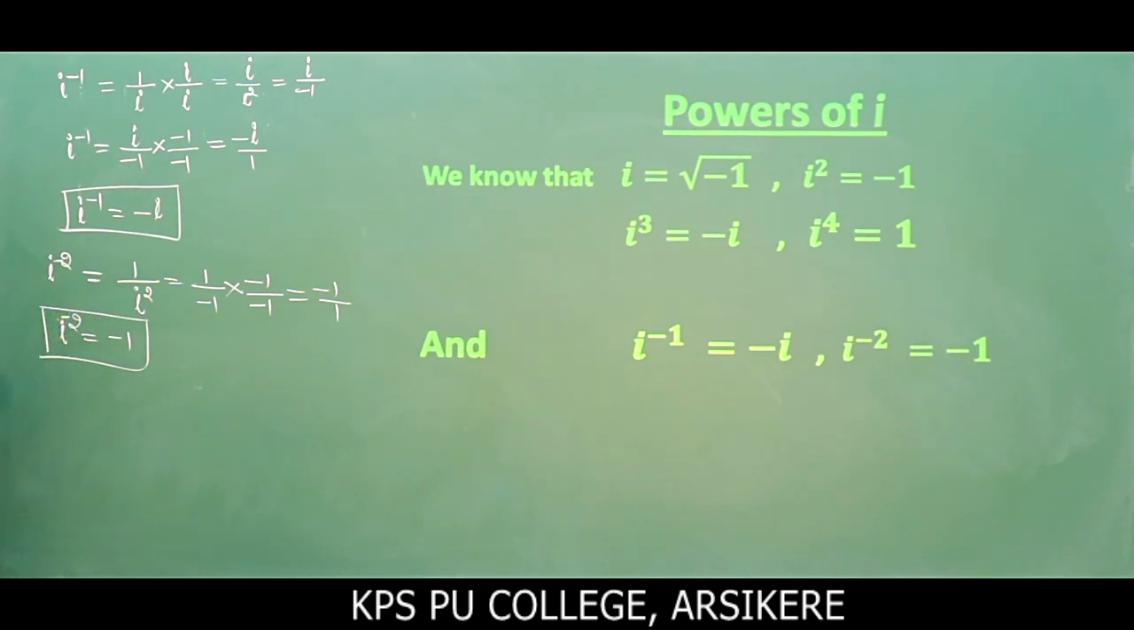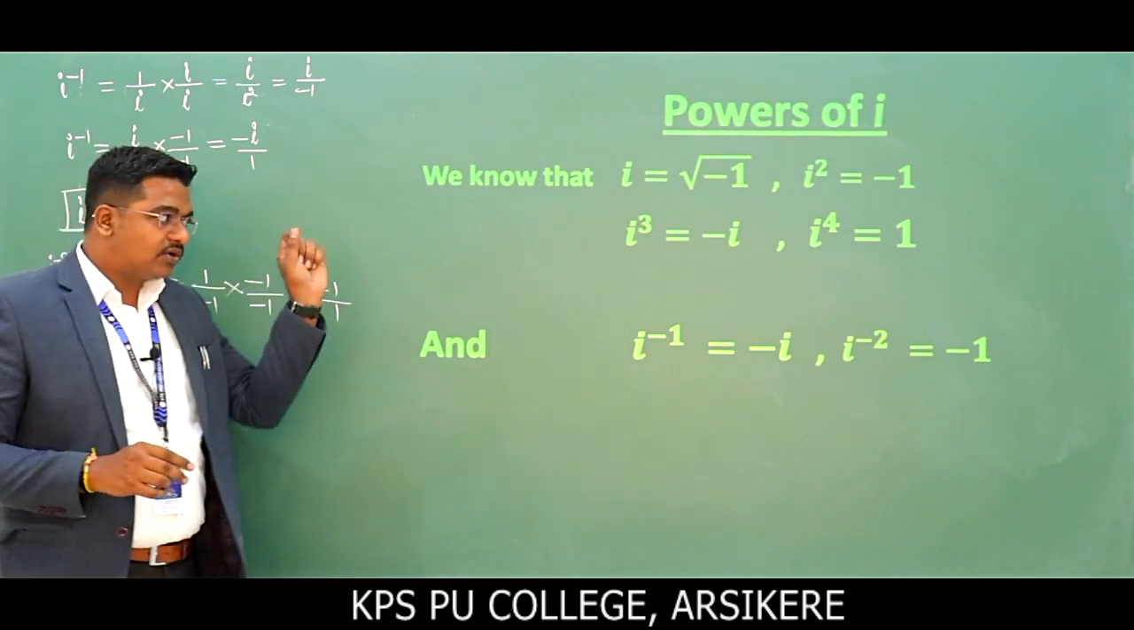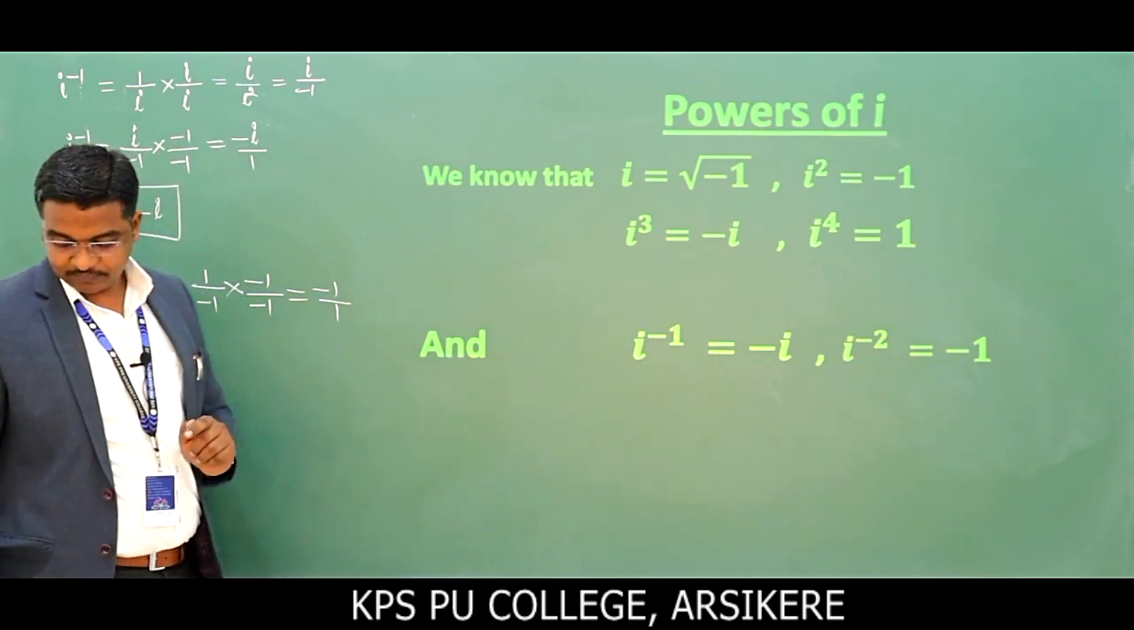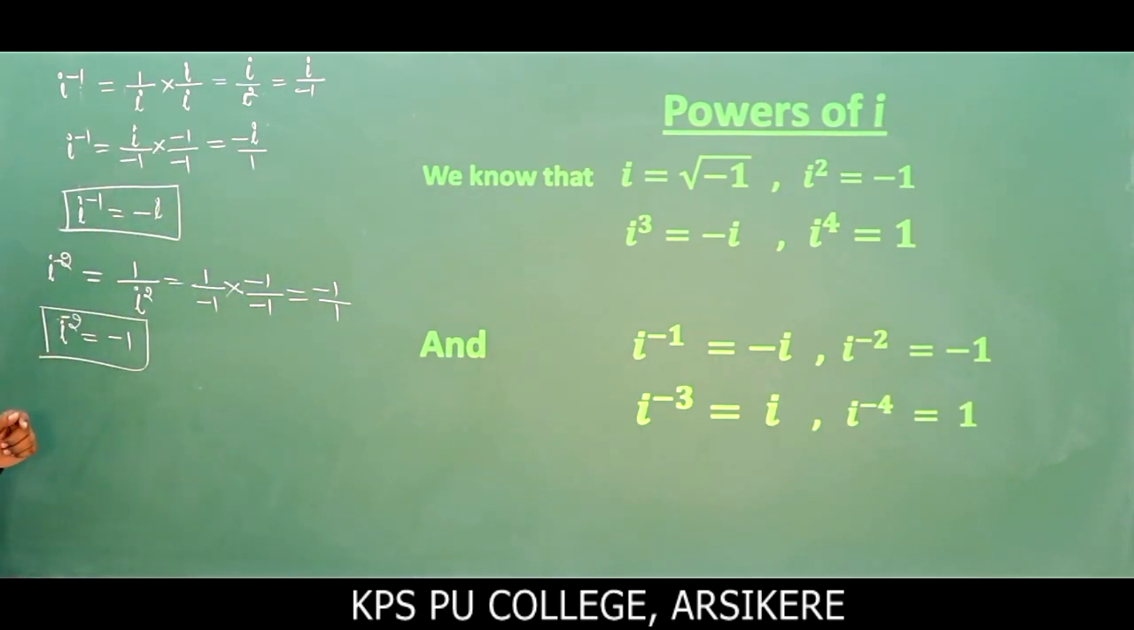I power minus 2 is equal to minus 1. Do you understand, children? I power minus 1 is equal to minus I, and I power minus 2 is equal to minus 1. Next one: I power minus 3 is equal to I.